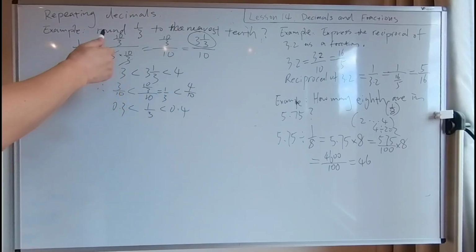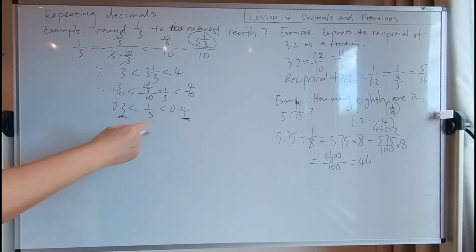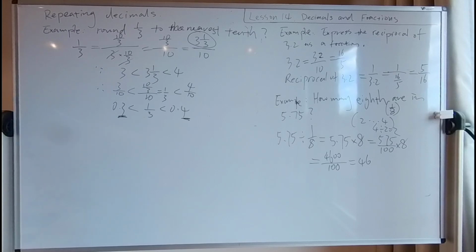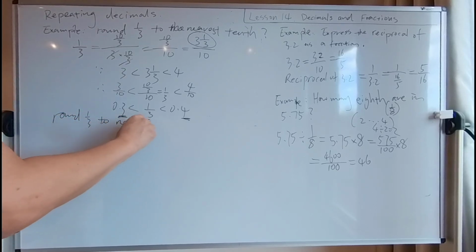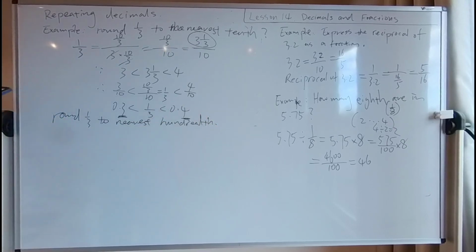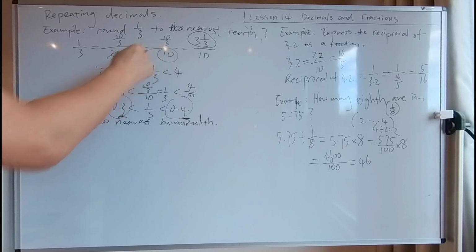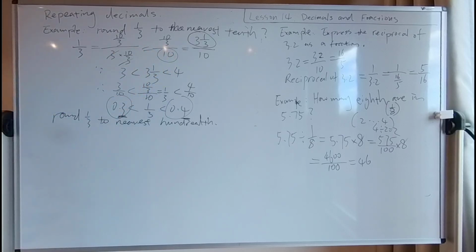Okay, so this is to round 1 over 3 to the nearest tenth. Basically, the tenth means 1 digit after the decimal. Now, how about we keep rounding this to the nearest hundredth? We actually do a similar thing, because we wanted to round to tenth, that's why we left a number 10 on the denominator. So later on we'll only have 1 digit after the decimal point.